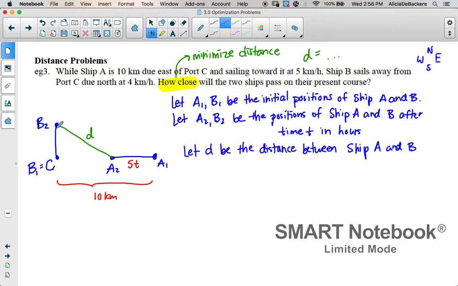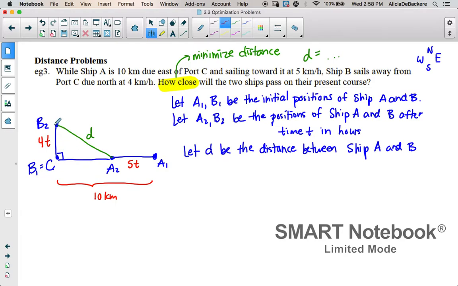So again, if I wanted to figure out this distance here, I would do 4 times the amount of hours that have passed. So I've got some stuff now labeled in my picture. In order to come up with an equation for this line here, though, what I notice is this kind of looks like a right triangle here. So I'm going to go back to our favorite old Pythagorean theorem.